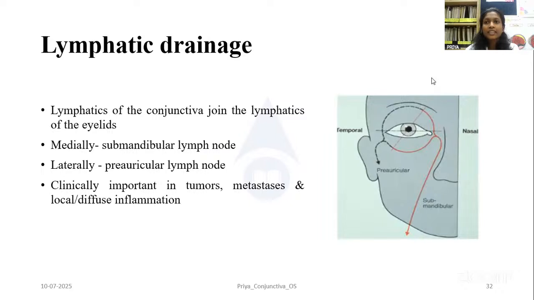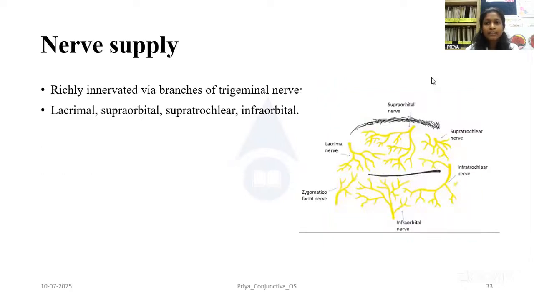Lymphatic drainage. The lymph from the conjunctiva drains into the preauricular and submandibular lymph nodes, which can be palpated in case of severe conjunctivitis. Nerve supply. Sensory innervation comes from branches of the trigeminal nerve. The upper conjunctiva is innervated by the ophthalmic division and the lower by the maxillary division.